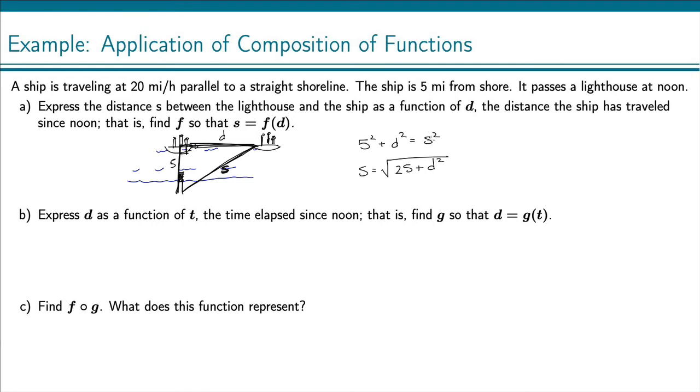You'll notice we took the square root, and generally when you take a square root, you would need to do plus or minus. However, s, as a physical quantity, represents a distance, and a negative distance doesn't make any sense, so we don't need to include the negative. So here's our s, and that's our function. This is f of d equals the square root of 25 plus d squared.